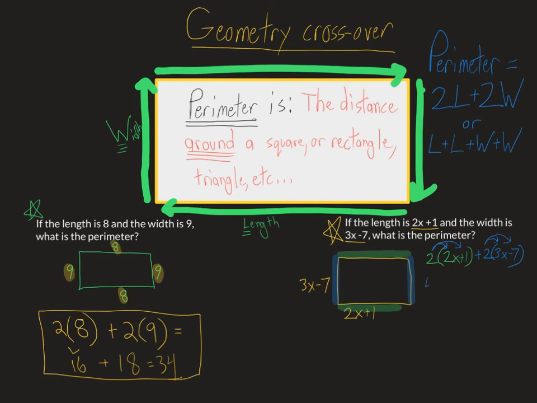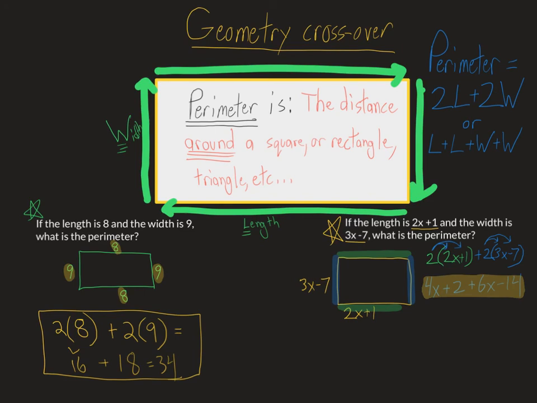So 2 times 2x, we have 4x plus 2. Notice it's a simple distributing problem. And then we keep going. 2 times 3x is 6x minus 14. A simple distributing problem. Now, if we stop right here, we are correct up to this point, but we didn't finish. What more could we do to this problem?